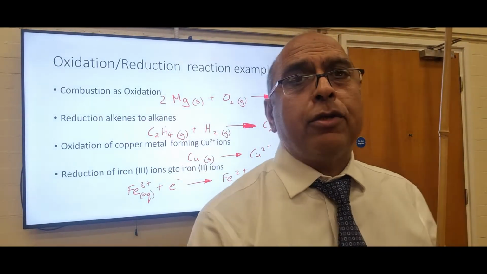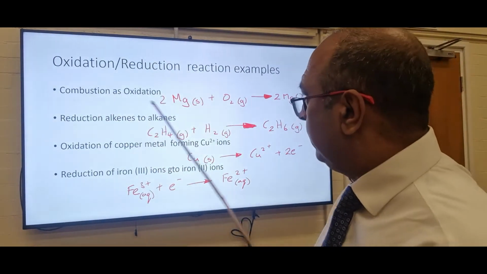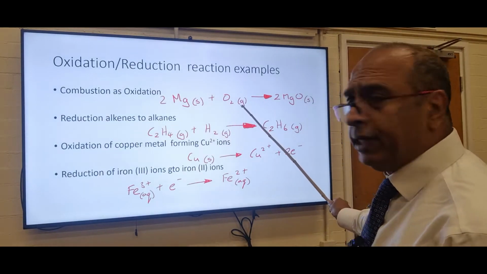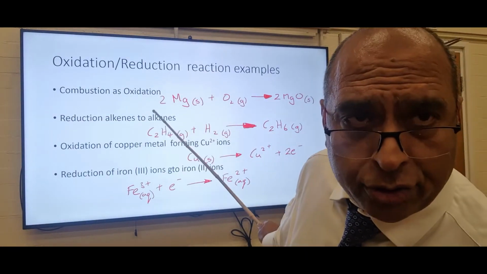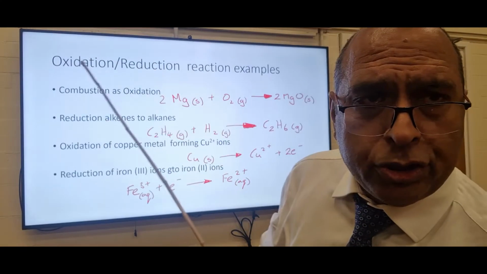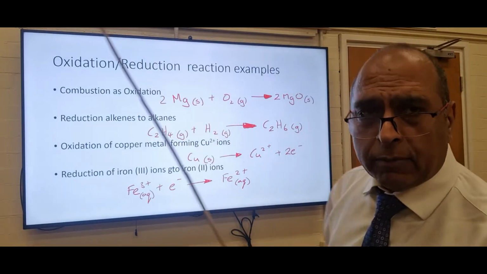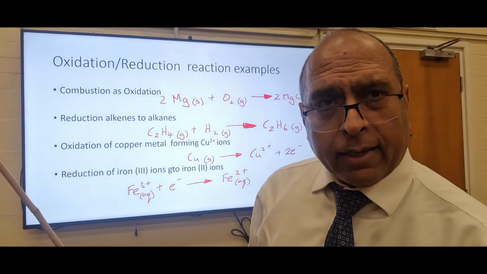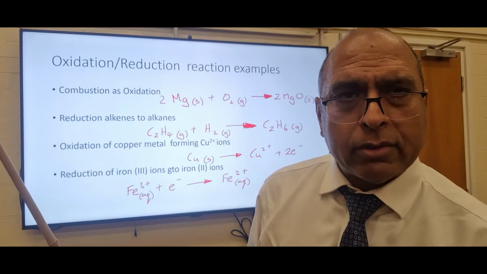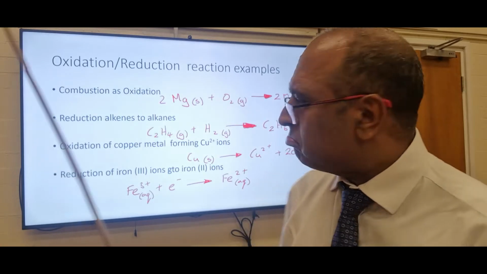Let's look at some things you should be familiar with already. I've mentioned once or twice already the burning of magnesium. There, oxidation is the addition of oxygen. So the magnesium is having oxygen being added to it, and therefore it's forming magnesium oxide. And you might think, well, that's oxidation, isn't it? Well, it's redox. You've got to think, what's being reduced?